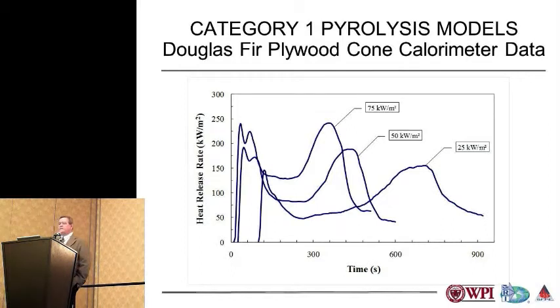Here are some typical curves. In the two chapters that deal with Category 1 and Category 2 models, the examples that are given there are for two materials, a typical charring material, Douglas fir plywood, and then a typical thermoplastic non-charring material, PMMA. These are the curves that you would get when you test the Douglas fir plywood in a cone calorimeter at different heat fluxes, 25, 50, and 75 kilowatts per meter square.